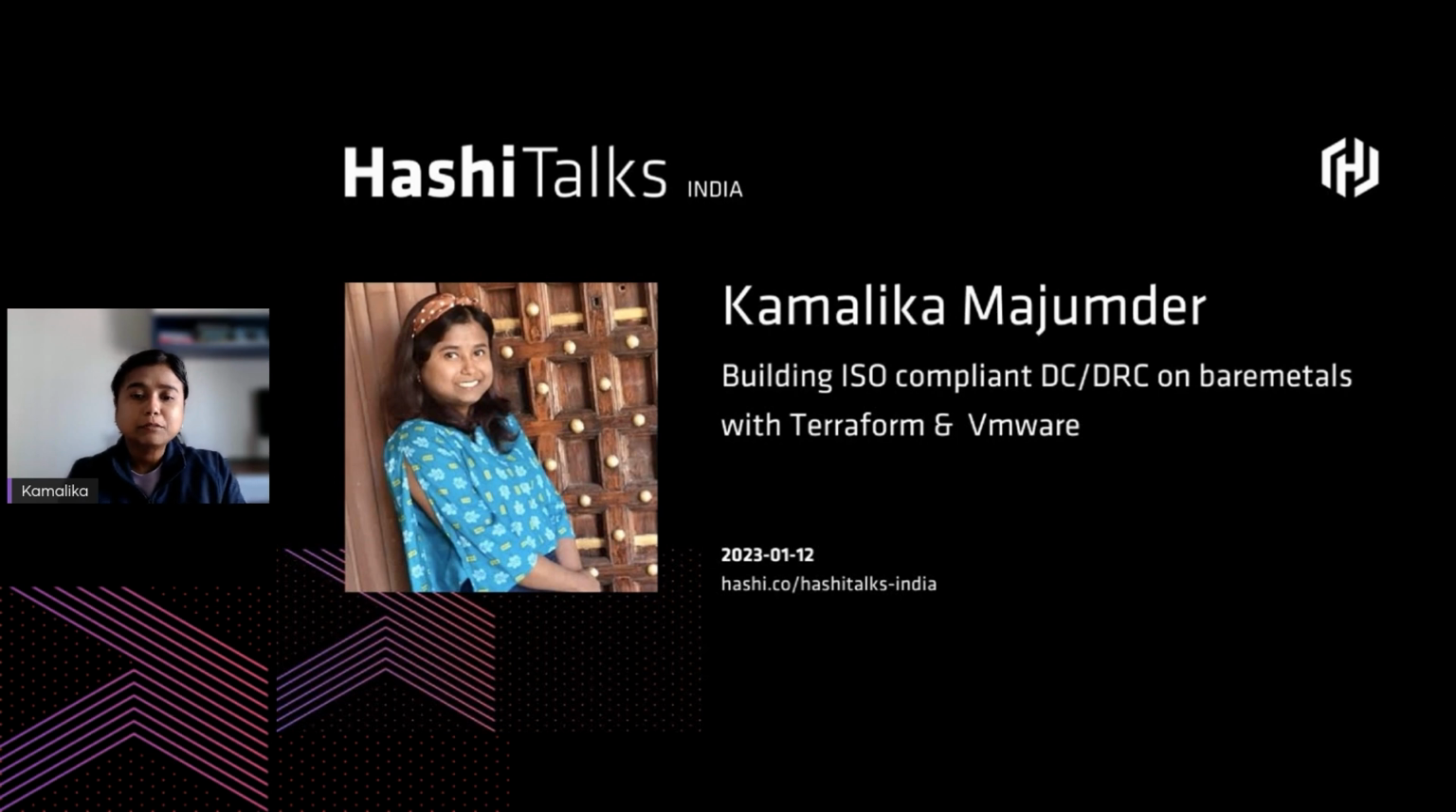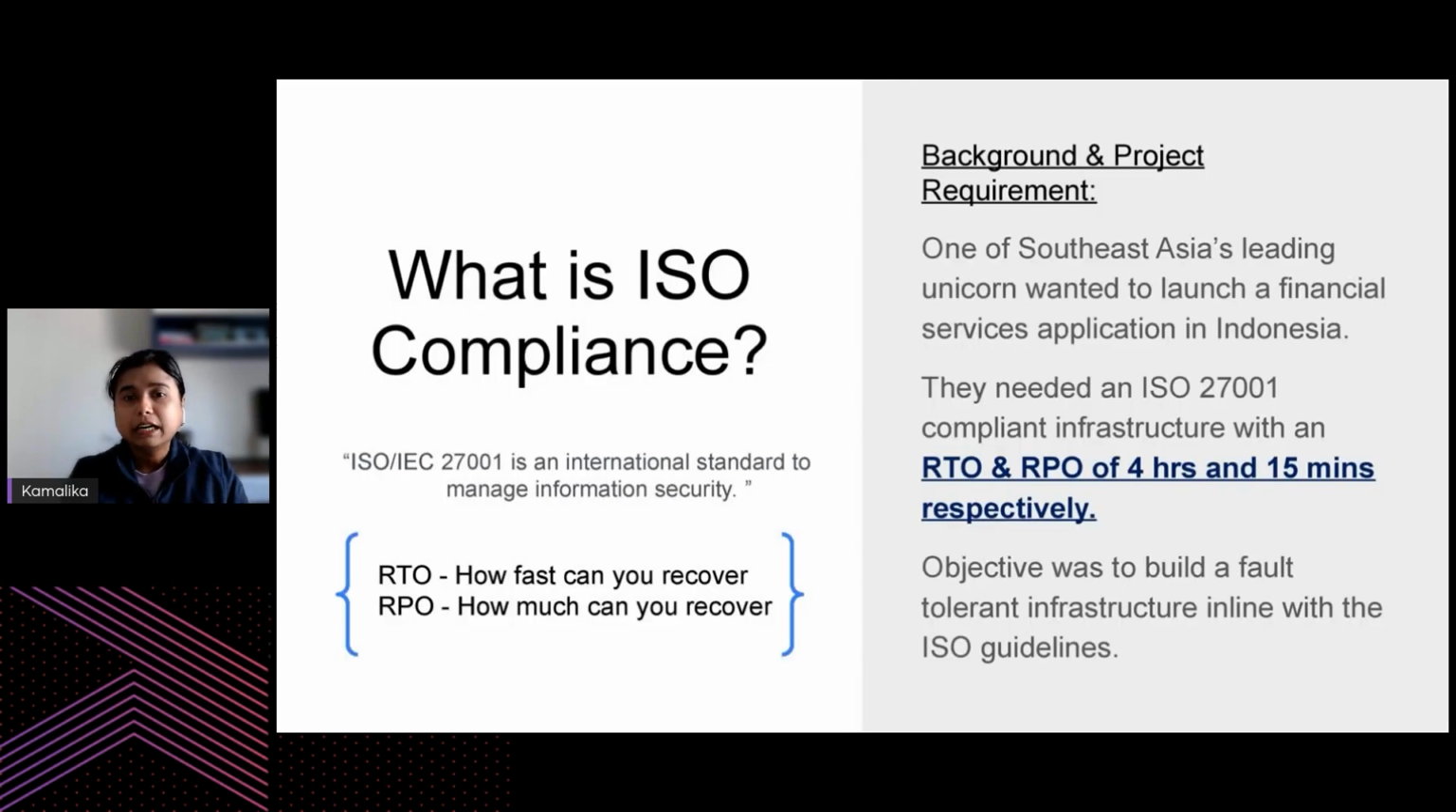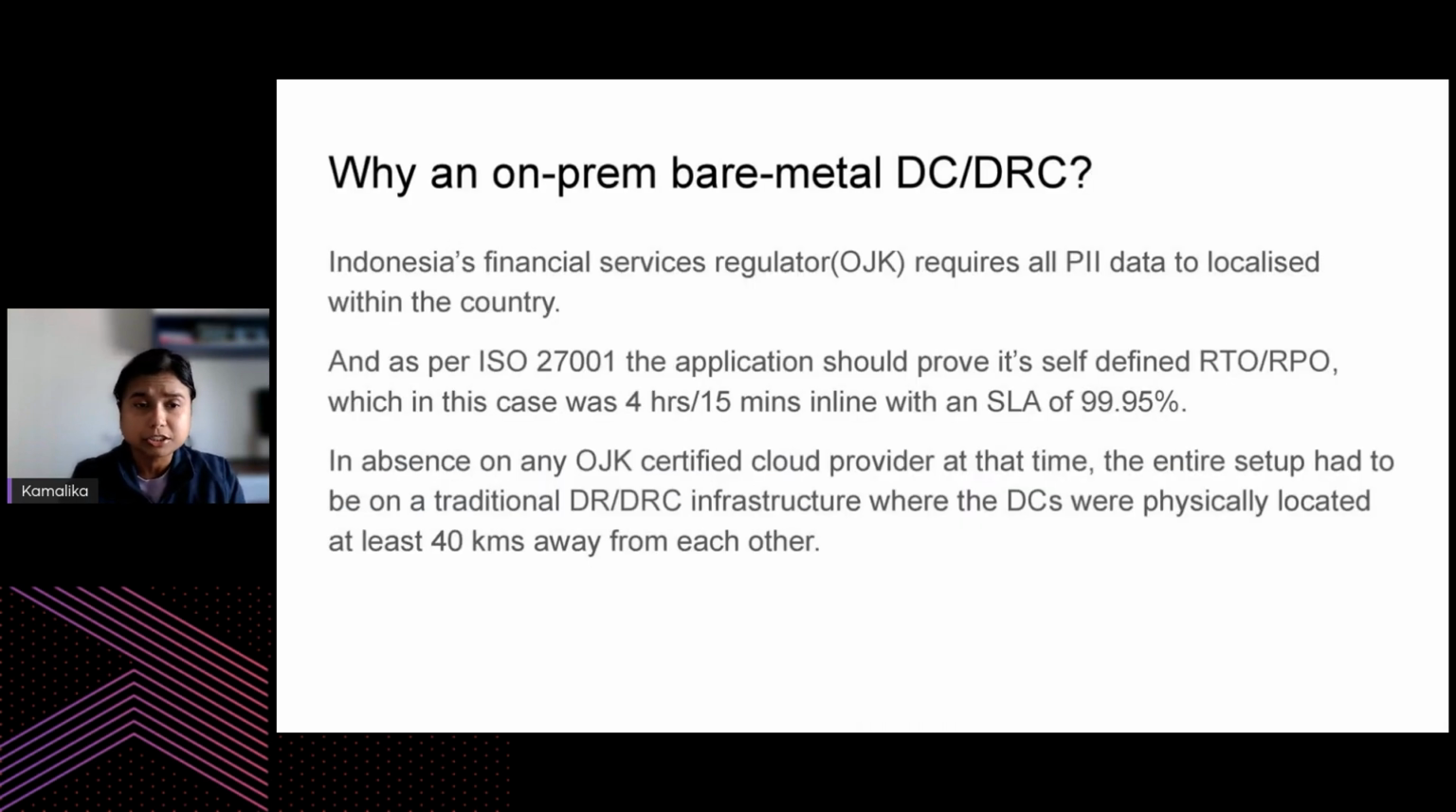So basically the objective was to build a fault-tolerant infrastructure following the ISO guidelines. Now the usual question which comes in when a requirement as critical as this comes: why did we go with a DC or a DRC, or in other words, an on-premise data center? Why not a cloud infrastructure?